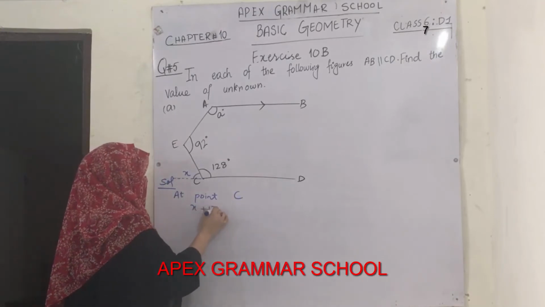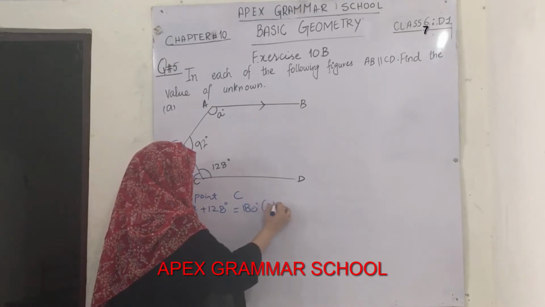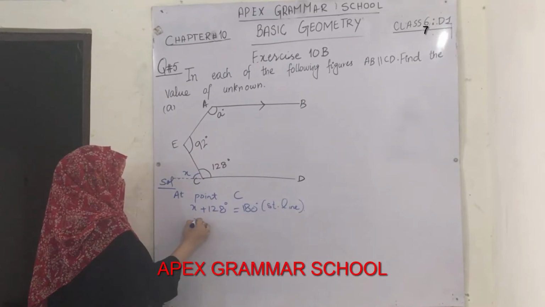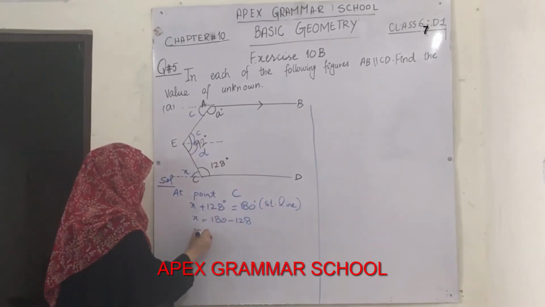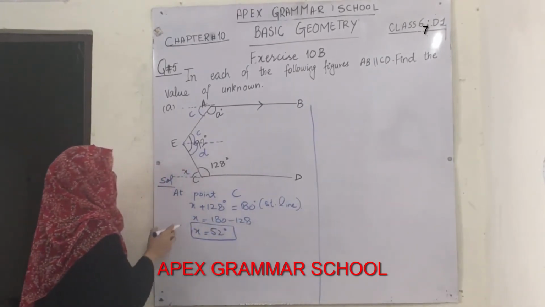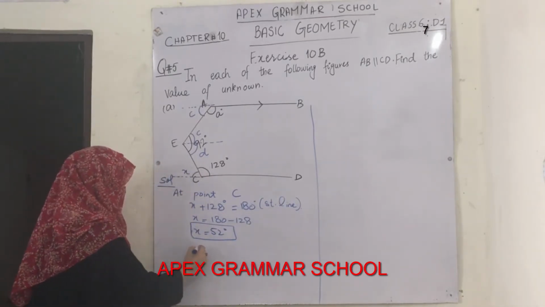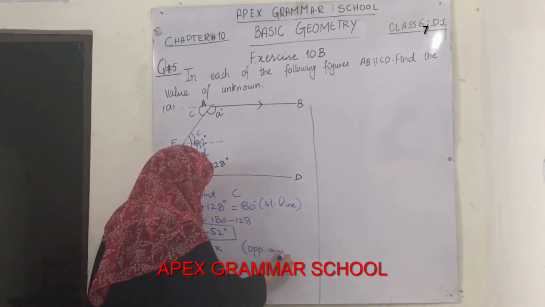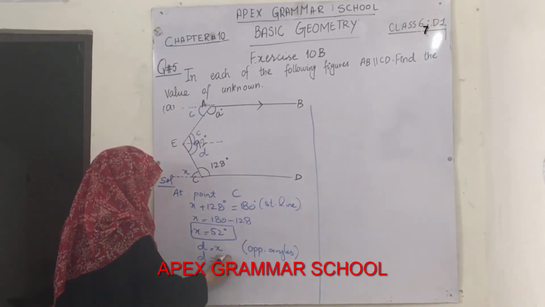Because x and 128 are lying on a straight line, they will add up to make 180 degrees. 128 is being added with x, so on the other side it will be subtracted. After subtraction, you get the value of x to be 52 degrees. At point E, you can see that D and x are vertically opposite angles, which means D and x will be the same. As the value of x is 52, the value of D will also be 52 degrees.